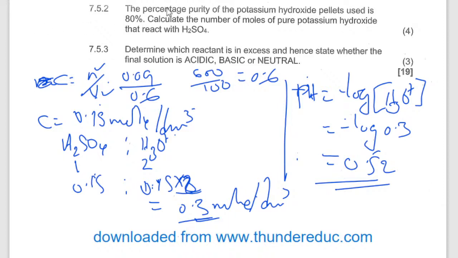Then they're saying that the percentage purity of the potassium hydroxide pellets used is 80. Calculate the number of moles of pure potassium hydroxide that reacted with the sulfuric acid.